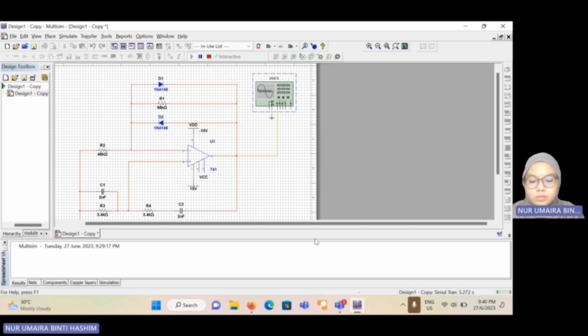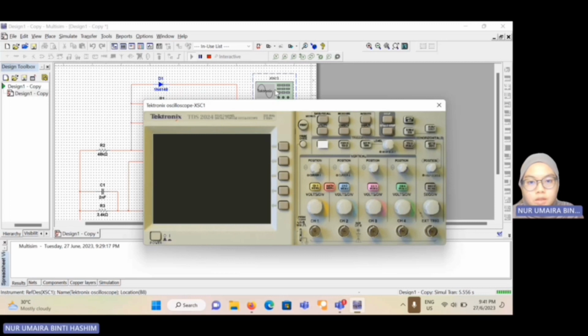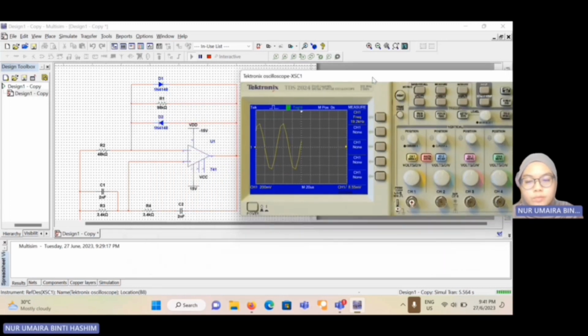Okay, now I will explain about the circuit simulation. This is the oscillation of the Wien bridge oscillator. As we can see, oscilloscope channel 1 is connected to the output of the IC, and the other oscilloscope channel is connected to the ground. So when we run the circuit, we will get the output, which is this is the output.